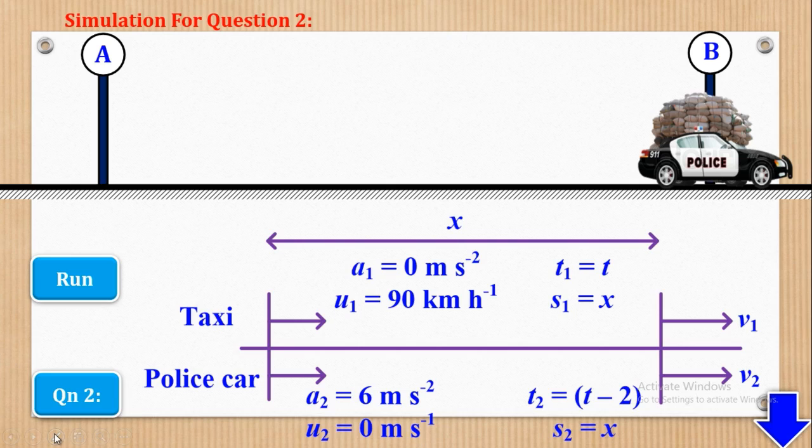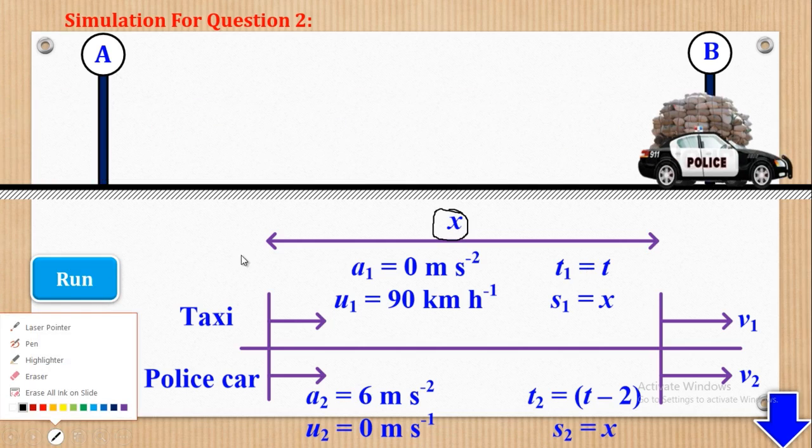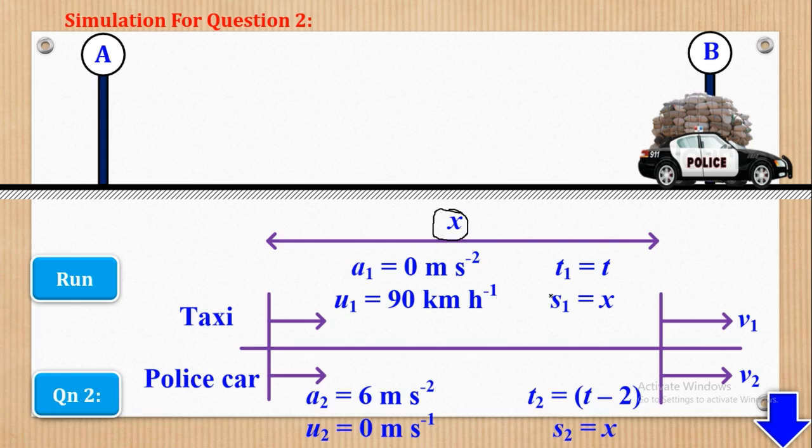I think we realize that in this case we have said that the distance traveled by the police car, let it be capital X. That means that your S, and I think we realize that both the taxi and the police car have moved the same distance from A to B. What does that mean? It means that for the taxi, S will be X, and also for the police car, S will be X, as you see it here.